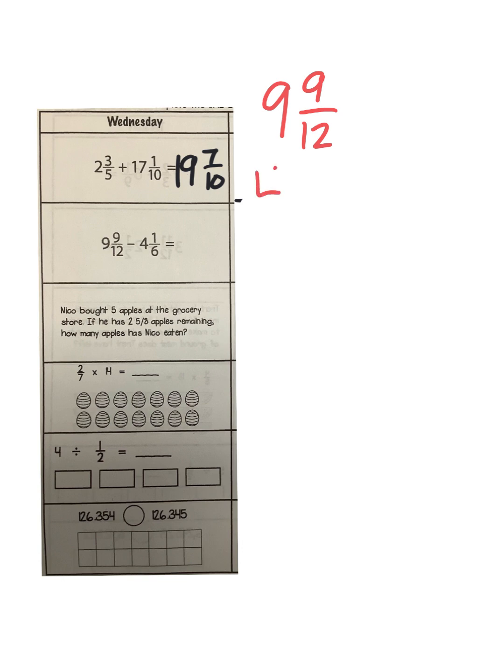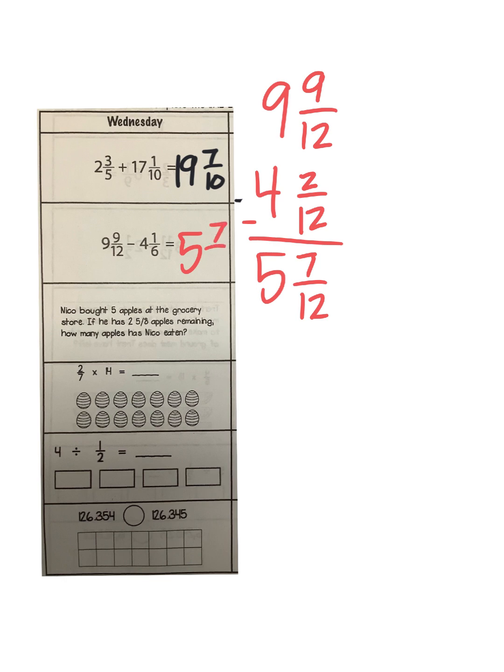Rain? 4 and 2/12 is the equivalent fraction of 4 and 1/6. Thank you all for writing that down if you do not have it on your paper. Now I'm ready to subtract. I know that 9 minus 4 is? What's my new numerator? 7. And my denominator? 12. Can this be simplified or reduced? No. It cannot be simplified or reduced.